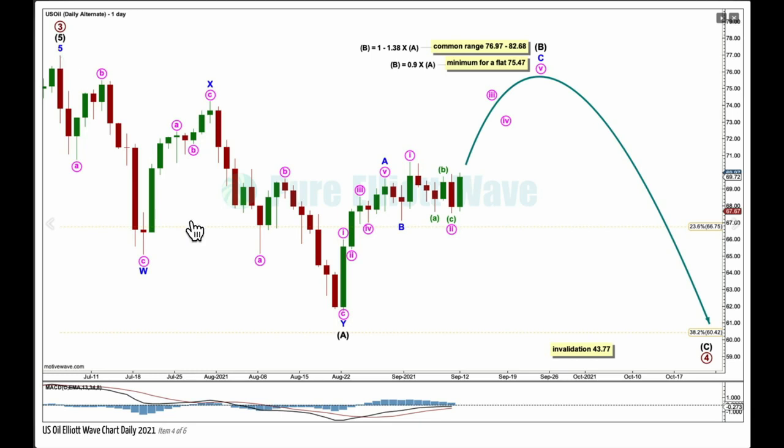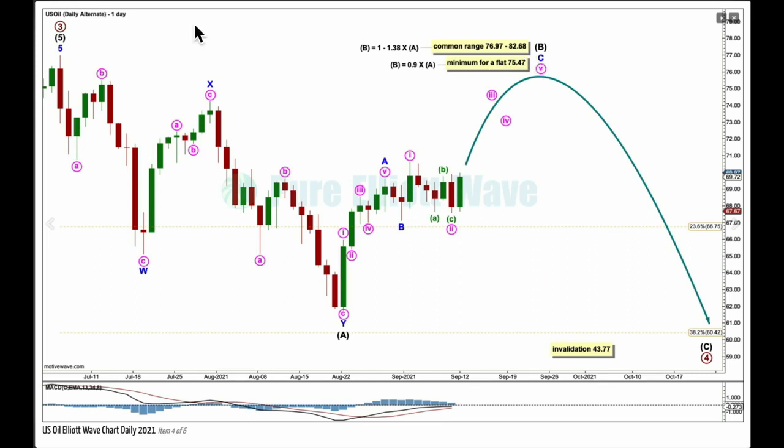Within a triangle, we'd have A, B, C, D, E moving sideways in an ever-decreasing range, and there would be no minimum requirement for B of a triangle. Within a flat correction, we would have A, B, C, and there is a minimum requirement for intermediate B within a flat. It must reach 0.9 the length of intermediate A at 75.47. There is a common range for a B wave within a flat from 1 to 1.38 times the length of the A wave at 76.97 to 82.68.